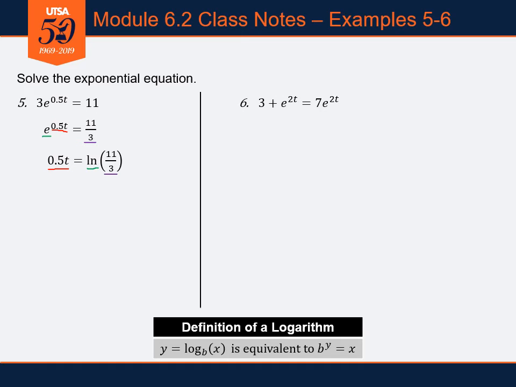What's the last step in solving for t here? Just multiply both sides by 2 to cancel out that 0.5. Multiply both sides by 2, and t equals 2 times the natural log of 11/3.